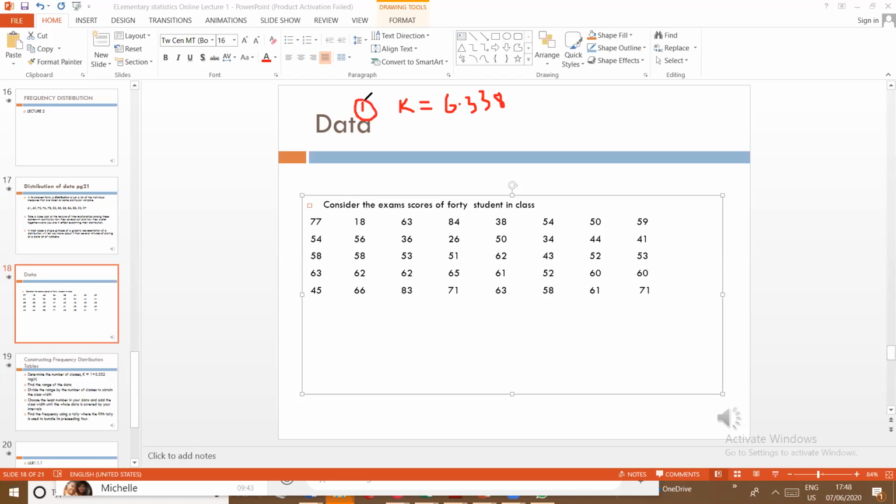But you see, K is the number of classes, and like we know, the number of classes has to be a whole number, a discrete number. Now, the secret here is we can either round it up or below, but you need to be informed on the next calculation we're going to do. So now, step two is to find the range.